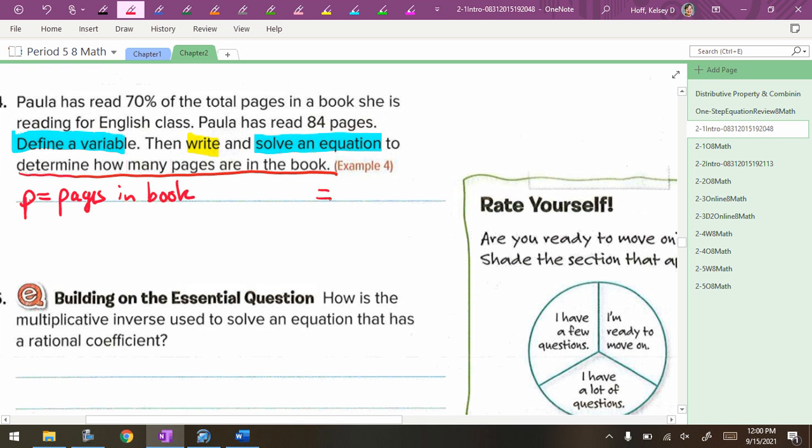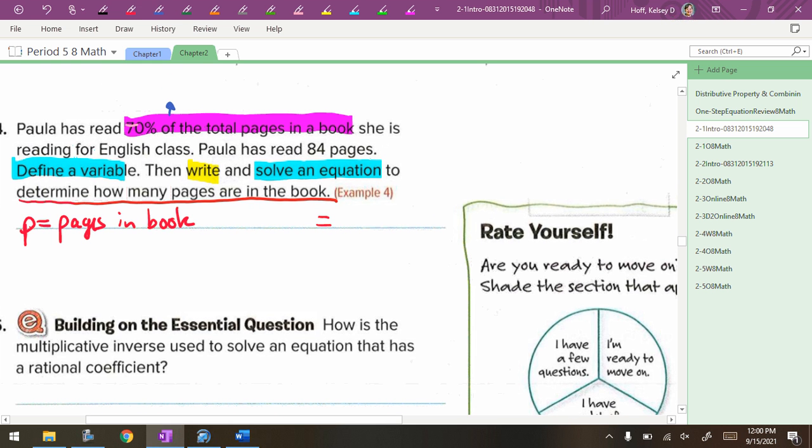So in our problem, they have described the number of pages Paula has read in 2 different ways. What's one way they describe to you how many pages Paula read? Percentage, okay? Specifically, they said she has read 70% of the total pages in the book. Of in math means multiply. We cannot use a percentage in an equation. I need to change that percentage to a decimal. How do I do that?